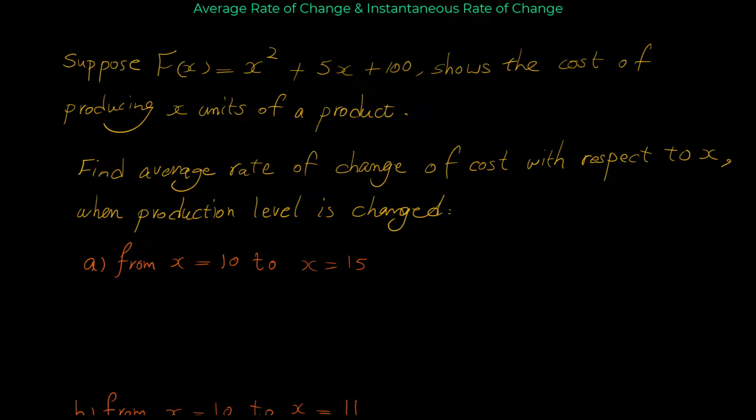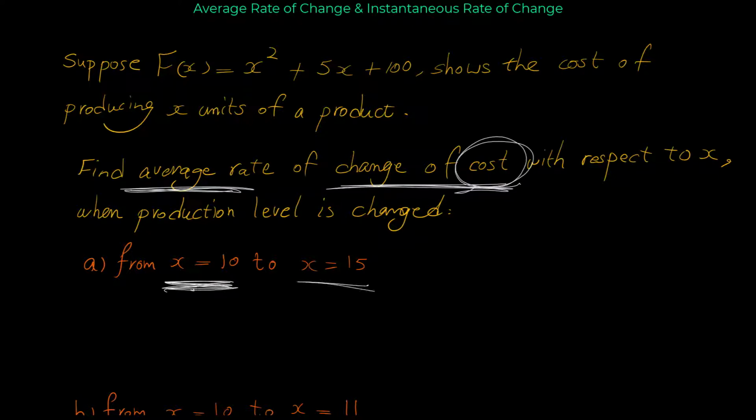So we want to find on average how much change happens in the cost when we change the production level from 10 to 15. Of course, when you increase the production level, the total cost increases. But we want to find on average how much increase happens per product when we increase the level of product from 10 to 15.